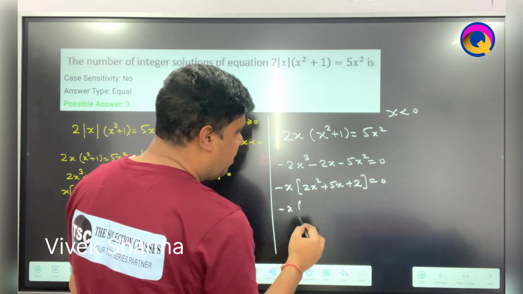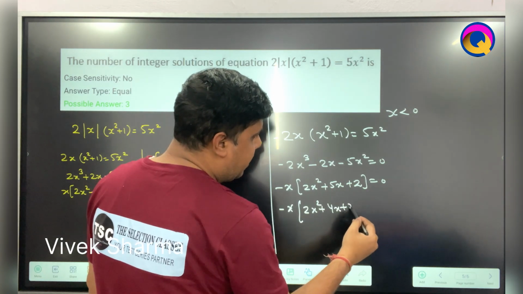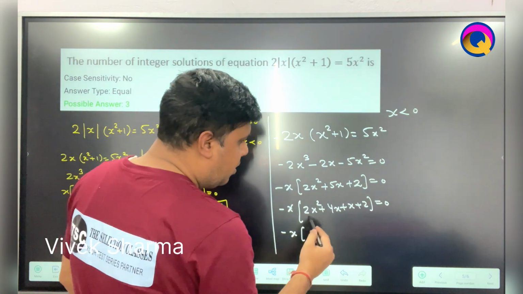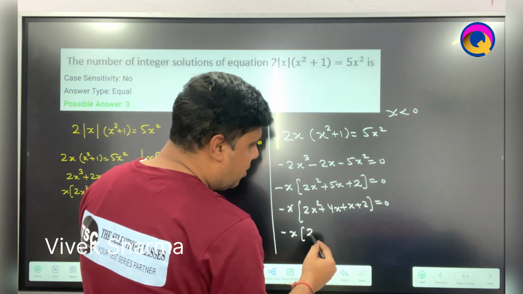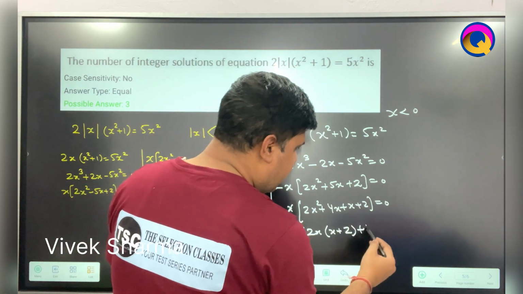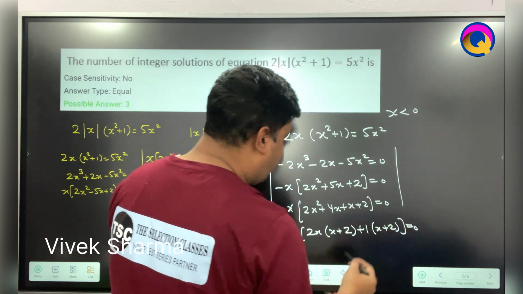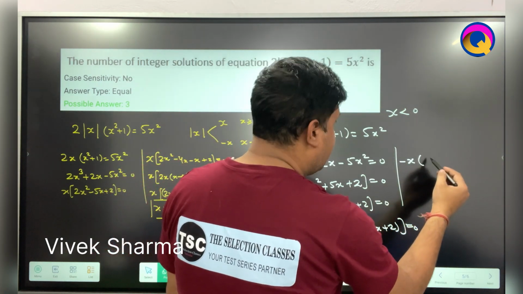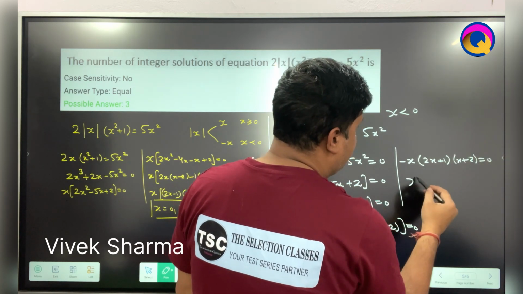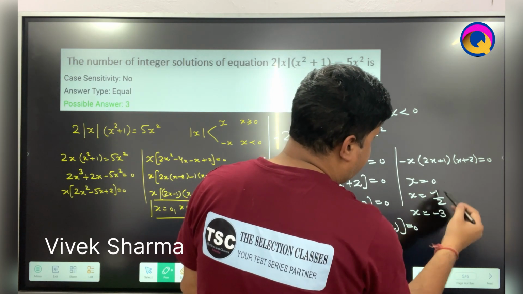So minus x, this is going to be 2x square plus 4x plus x plus 2 equals 0. Taking 2x common, x plus 2 plus 1 into x plus 2 equals 0. So from here, minus x into 2x plus 1 and x plus 2 equals 0. So x can be 0, x can be minus half and x can be minus 2.